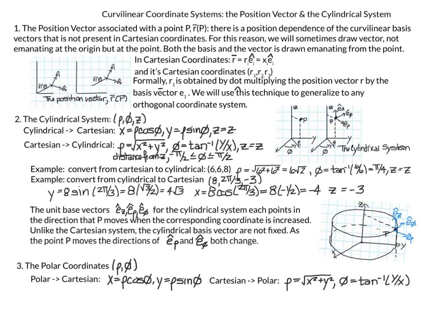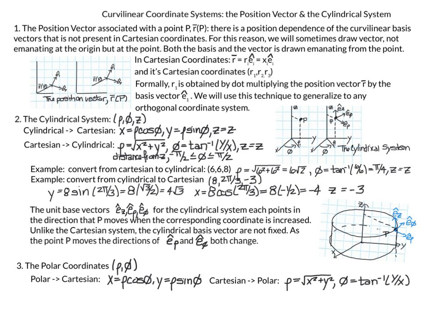In this video, we are going to talk about the position vector and the cylindrical system. This is our overview slide, which we will spend about 5 minutes on, and then we'll go through each of these topics in more detail and with more examples. The cylindrical system, the spherical system, which we will discuss in the next video, and the polar coordinate system are examples of curvilinear systems which differ in important ways from the Cartesian coordinate system, and we will discuss those differences.